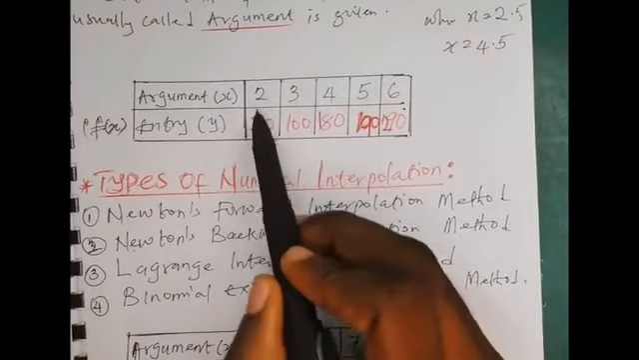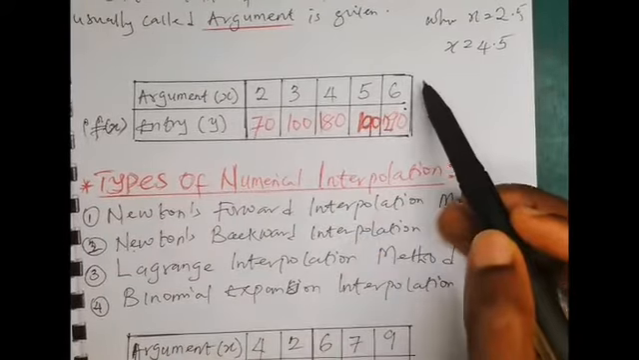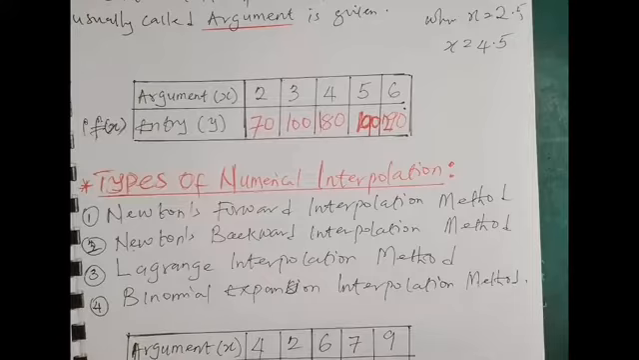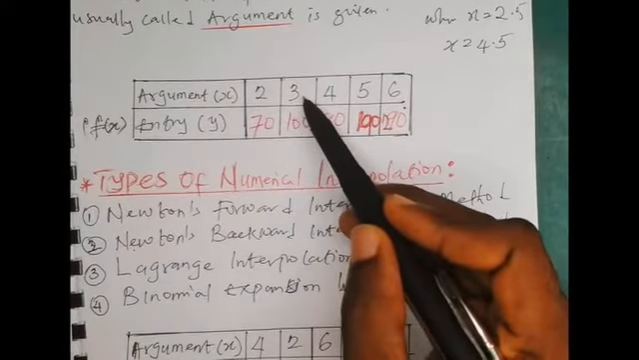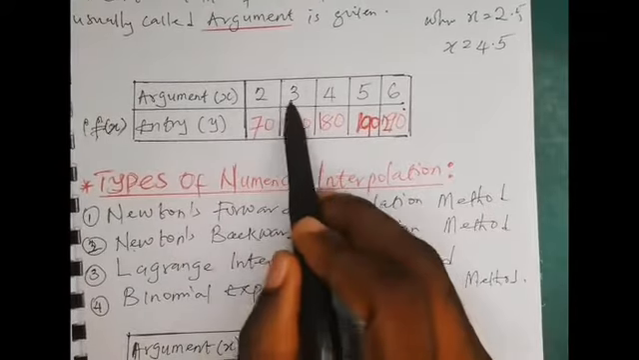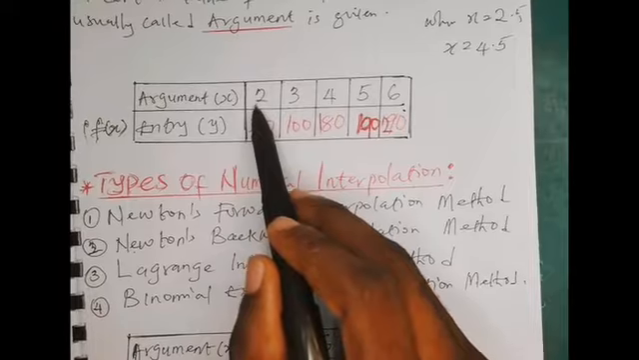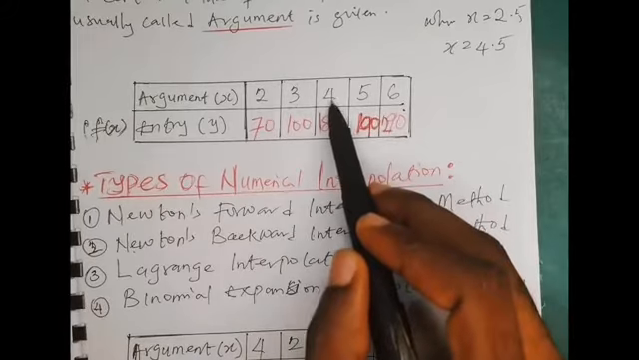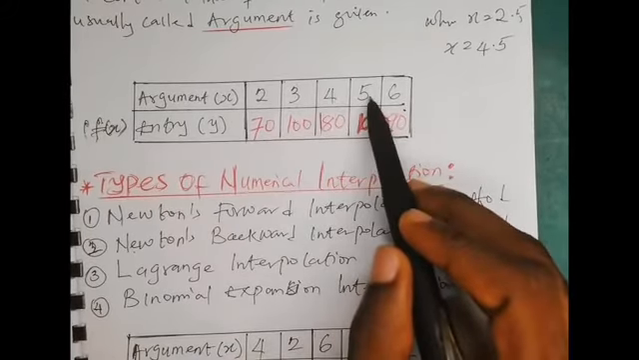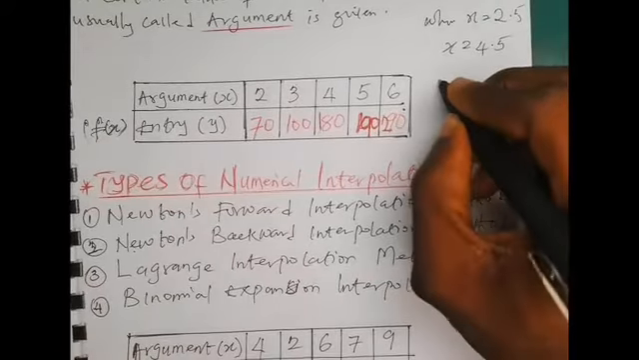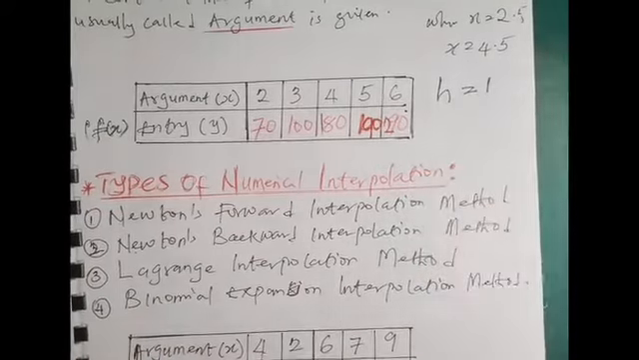For instance, my arguments here are 2, 3, 4, 5, and 6. We said interval means the distance of separation between 2 successive arguments. So it is usually the final argument minus the initial argument, and so on. If I do 3 minus 2, I will simply have 1. If I do 4 minus 3, I will simply have 1. If I do 5 minus 4, I will simply have 1. If I do 6 minus 5, I also have 1. So you see that the interval is consistent. The distance of separation between them is consistent. And that interval is denoted by the letter h. It means h is equal to 1.